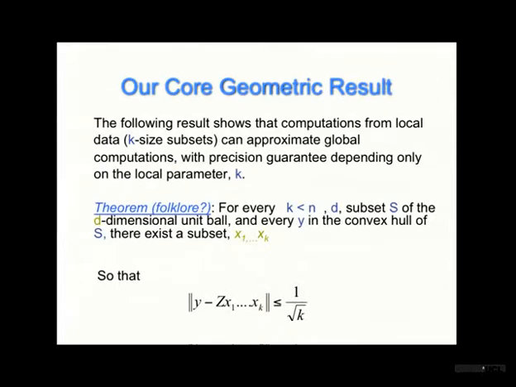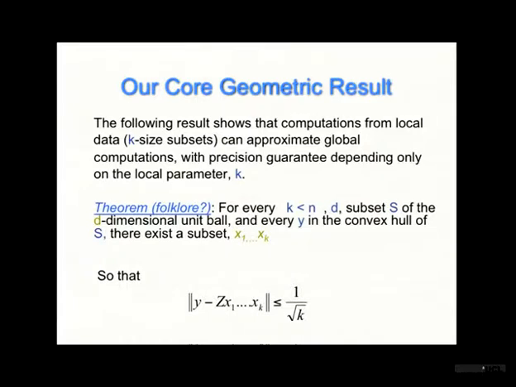So maybe I'll just draw a picture. You get a collection of many points. This is S. Now I look at the convex hull of this set, and I pick some target point y that I want to approximate. I have to put it in the convex hull. The claim is that for every k and for every y that I pick, I can find k points here such that when I take the average of these points, it will be very close to y. How close depends on how many points I picked.